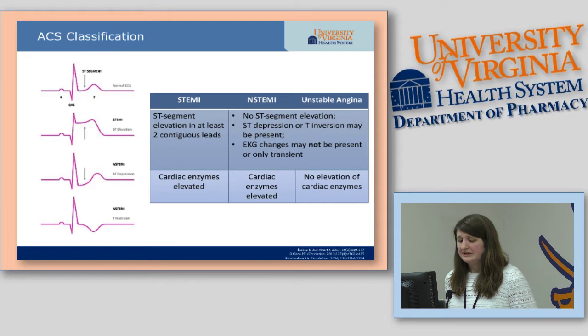There also may not be any EKG changes, or the EKG may be there and then go away, so be transient. So the way to tell between an NSTEMI and an unstable angina is the release of cardiac enzymes, such as troponin. So in NSTEMI, cardiac enzymes are released, same as in STEMI. In unstable angina, typically we don't see an elevation of the cardiac enzymes.